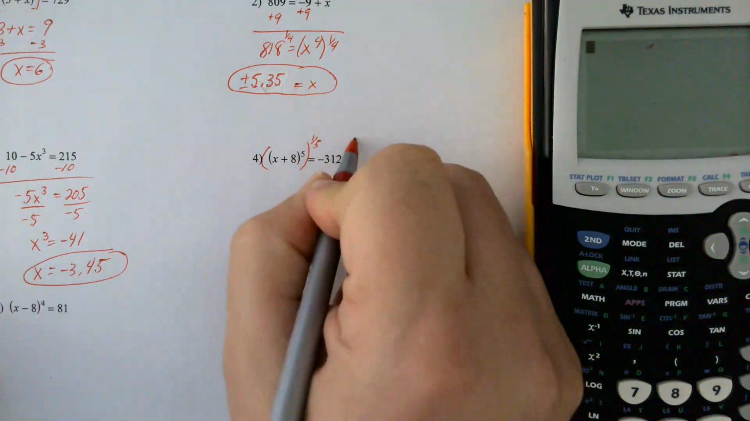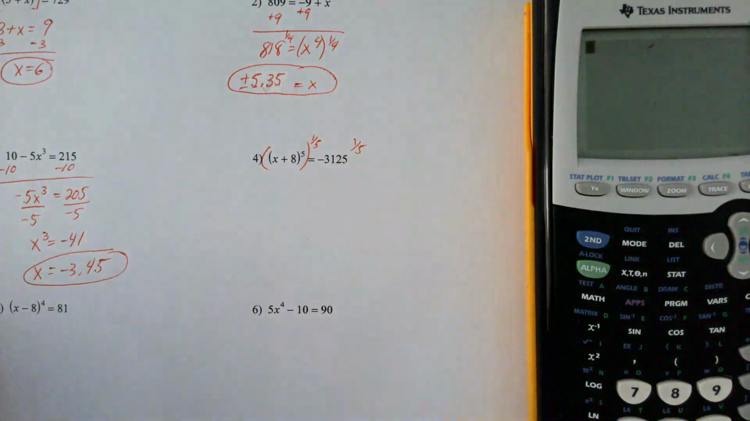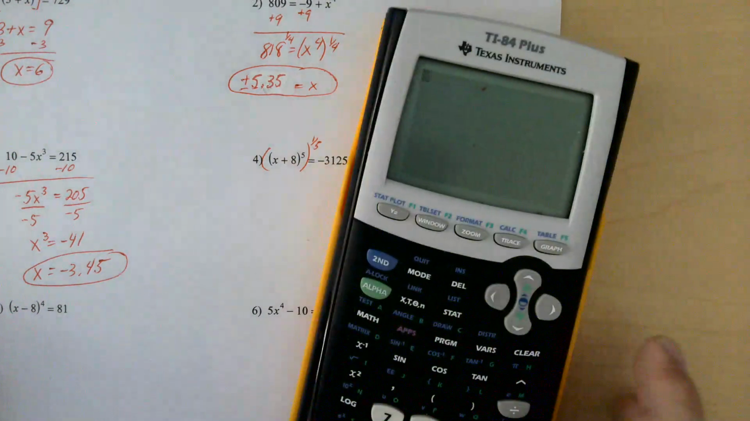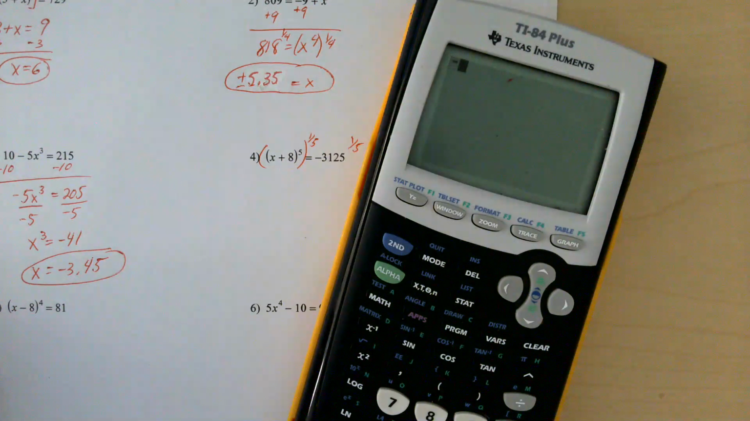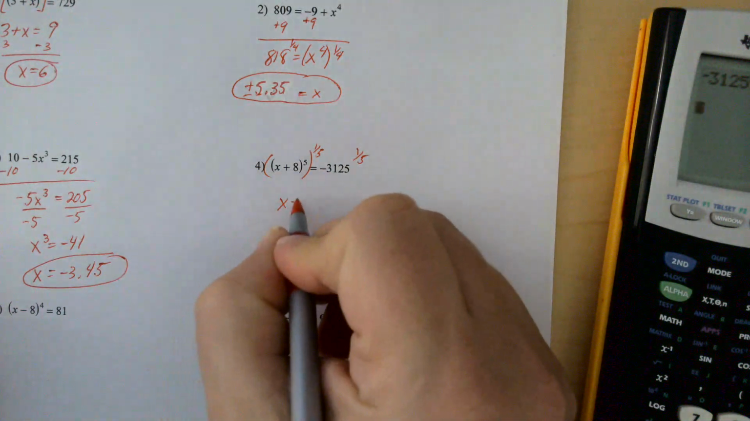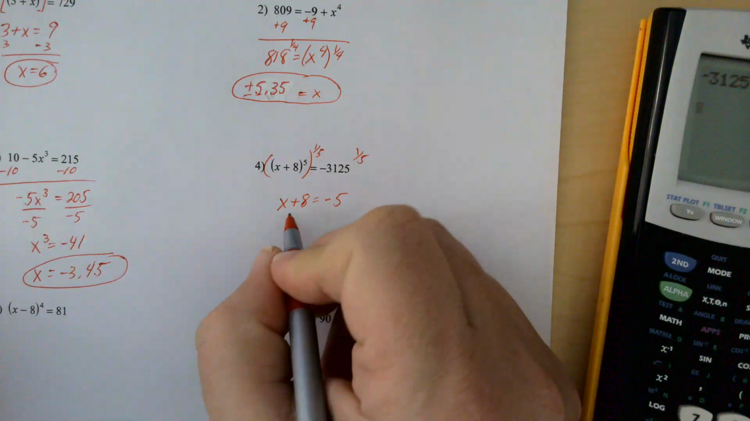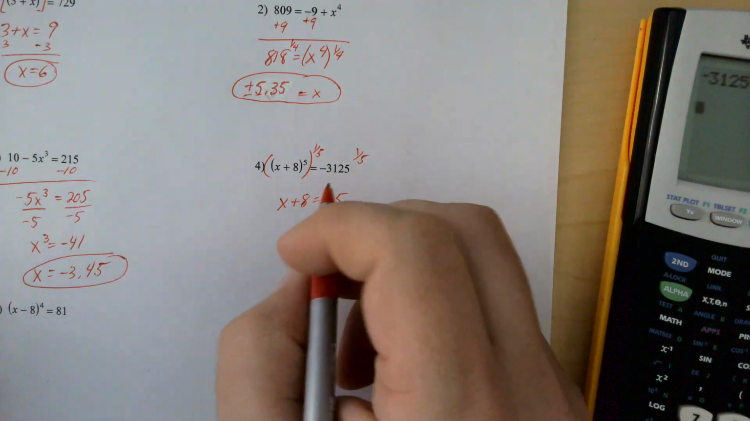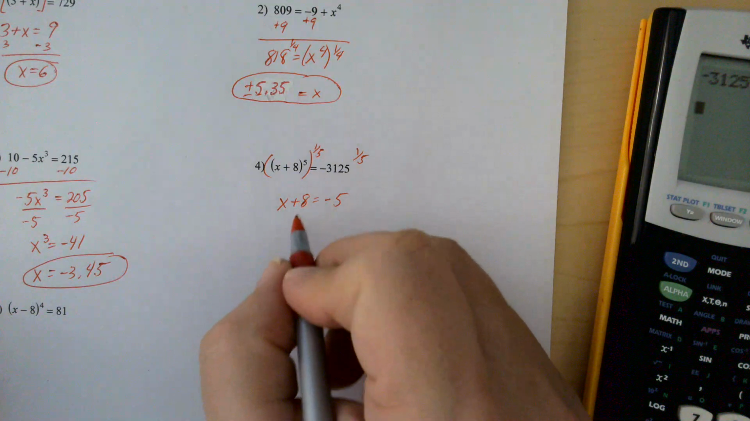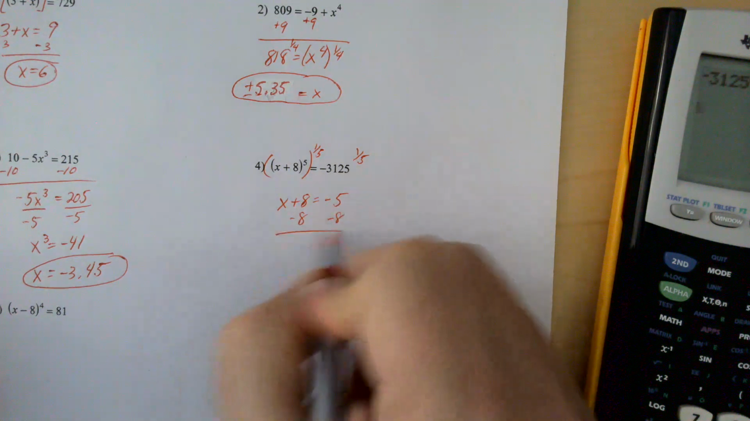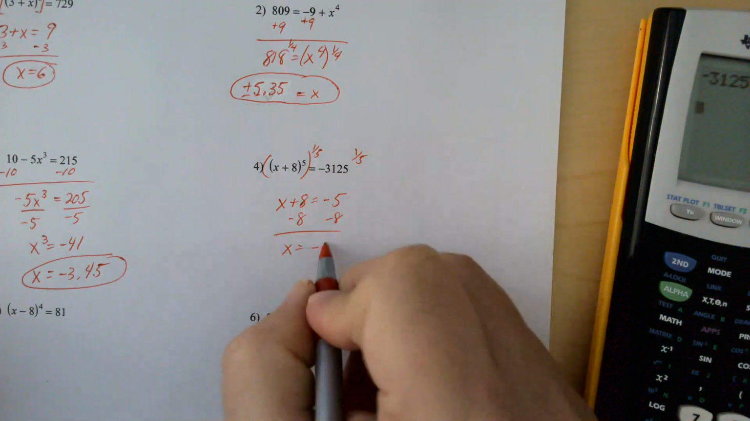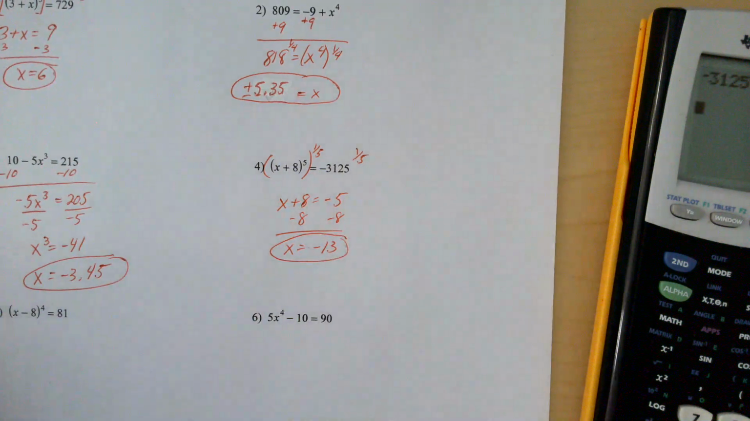Okay, our first move, though, we can't subtract 8 until we get rid of the power. So the power is raised to the 5th. So I'm going to undo that, I'm going to raise both sides to the 1/5 power. Okay, calculator knows what that is. It's negative 3,125 raised to the 1/5. And we get a nice negative 5. So in this case, all I have to do is subtract an 8, and I'm going to end up with negative 13.